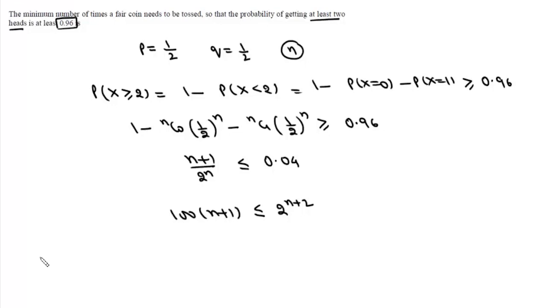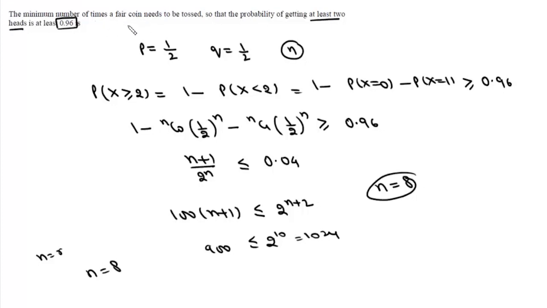Now we take n as 5. Now it will be this 600, and here will be this 2 to the power 7, which is 128, not possible. So we take 6. Now since it is greater than 500 here, so this value should be at least 8. So if we try n as 8, then we'll get 8 plus 1, 900, which is less than 2 to the power 10, which is 1024. So minimum value of n is simply 8.